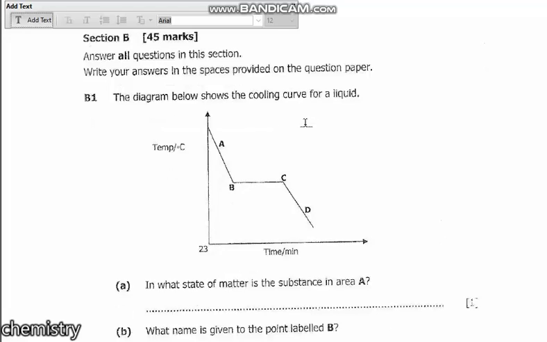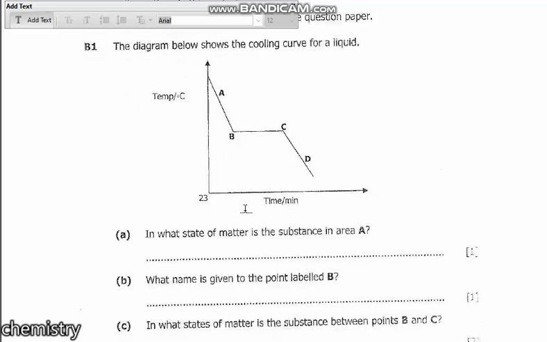In this video, chemistry, we'll be looking at the changes of state of matter. I have a question here that says, the diagram below shows the cooling curve for a liquid. Now, cooling, we must know that cooling starts from liquid going to solid. So to cool is more like to freeze something. As a result, it's coming from liquid, it's going to solid.